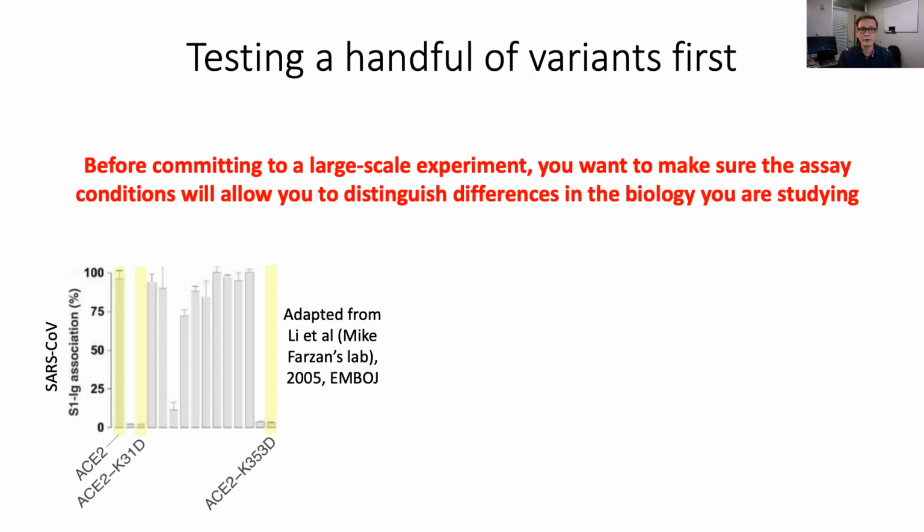Existing literature is a great resource for this step, and this situation is aided by an old paper from Mike Farzan's group after that original SARS-CoV epidemic in 2001. So there in that paper, using an IP pull-down assay, they found that the ACE2 variants K31D and K353D, which are both highlighted in yellow in a figure I took out of that paper, these variants exhibited background levels of binding with the SARS-CoV spike.